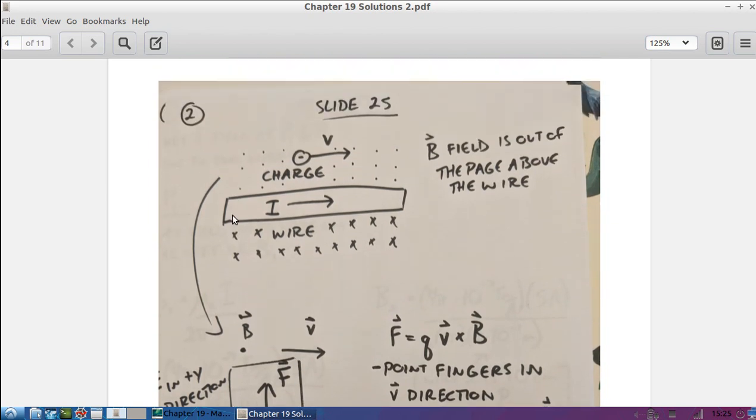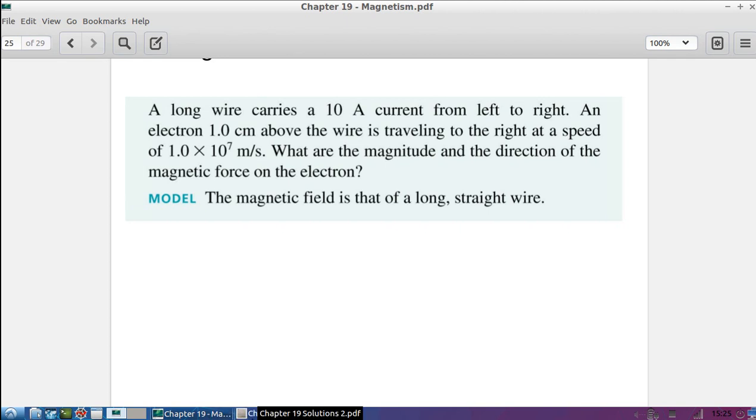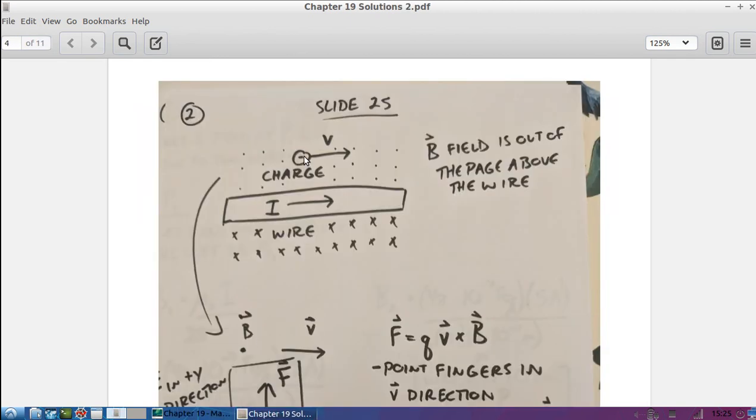It says the current is going from left to right in the wire, so I draw the wire like this. The current's going left to right, and the problem says that there's an electron, what was the distance? 1 centimeter above the wire. So here's the electron, negatively charged. So when we do our right-hand rule to find the force on this charged particle, we're going to have to flip it because it's negatively charged.